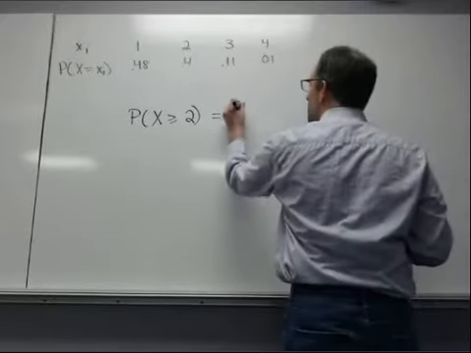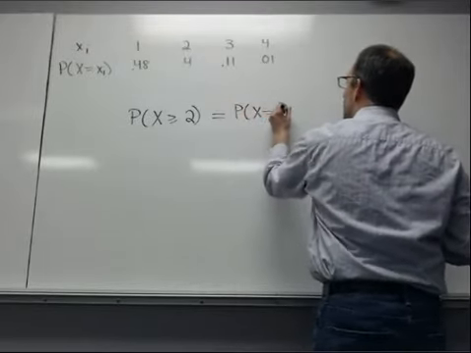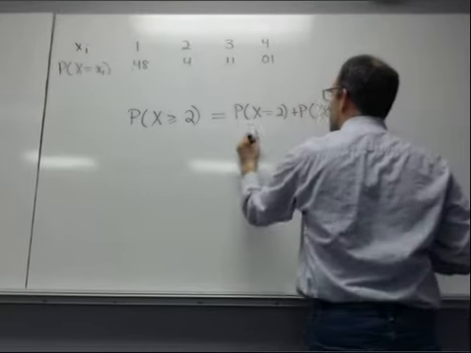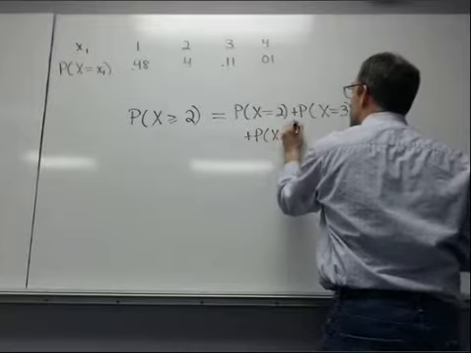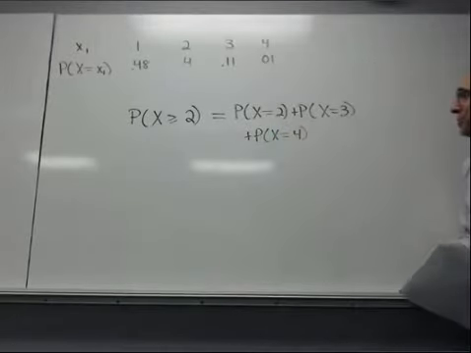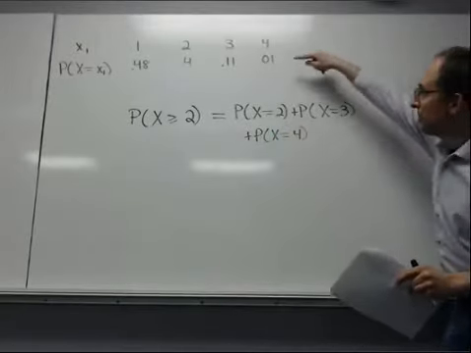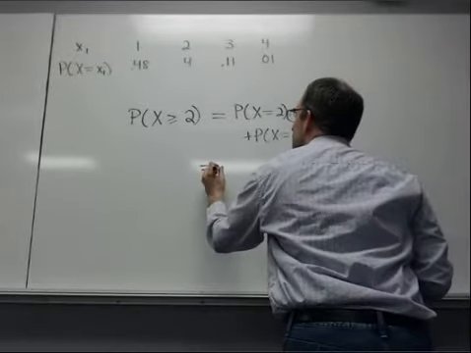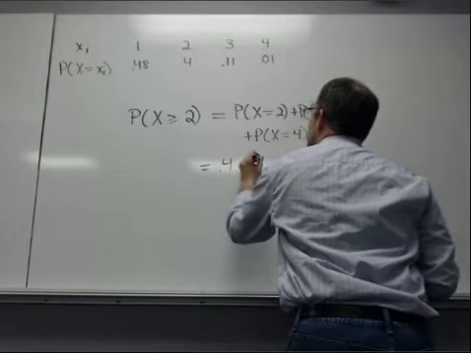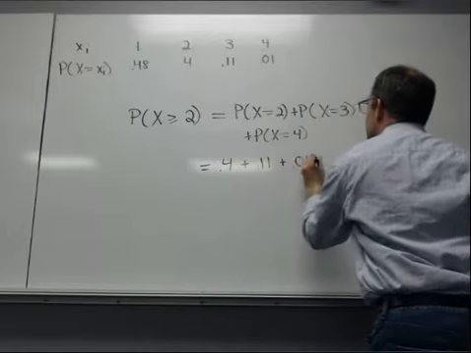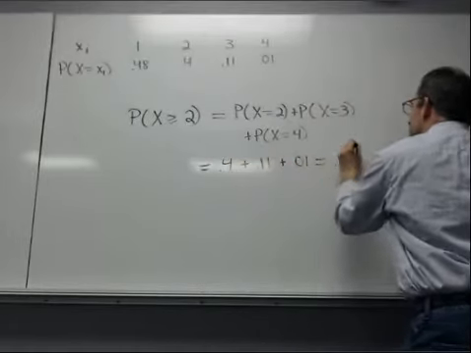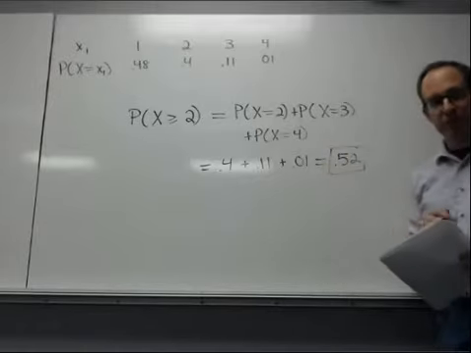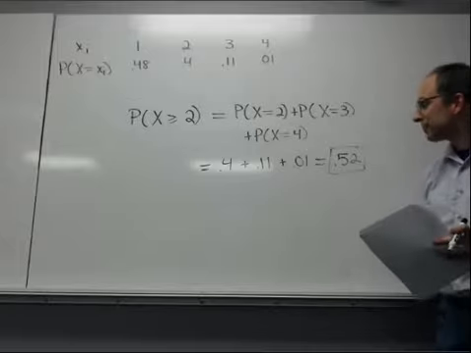So what you end up with is the probability that x equals 2 plus the probability that x equals 3 plus the probability that x equals 4. To keep it formal, that's what you would do. Then you've got those probabilities in the table, so we can substitute in and add them together: 0.4 plus 0.11 plus 0.01, and if you add those together, you get 0.52, which is what you're supposed to end up with here.